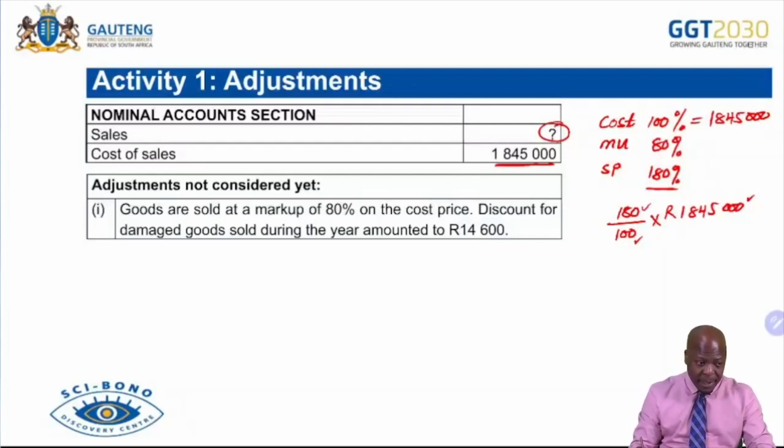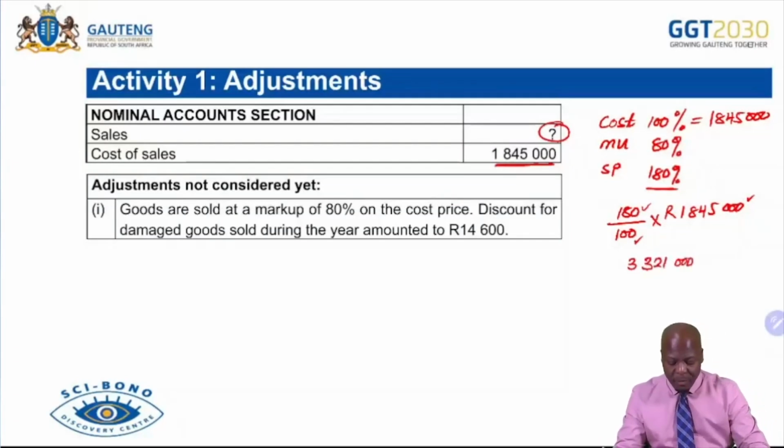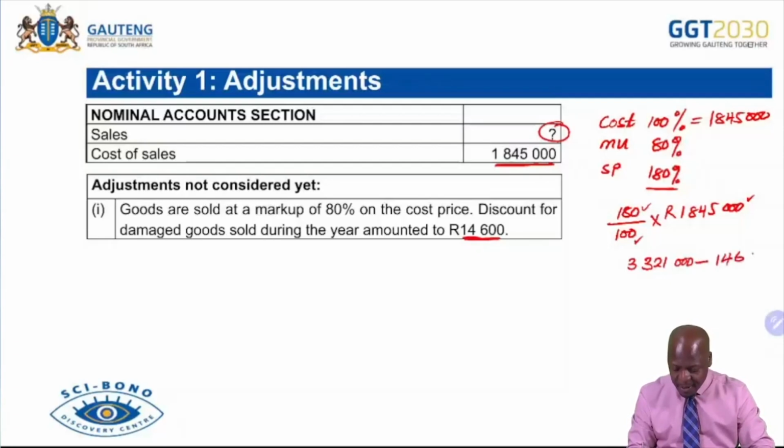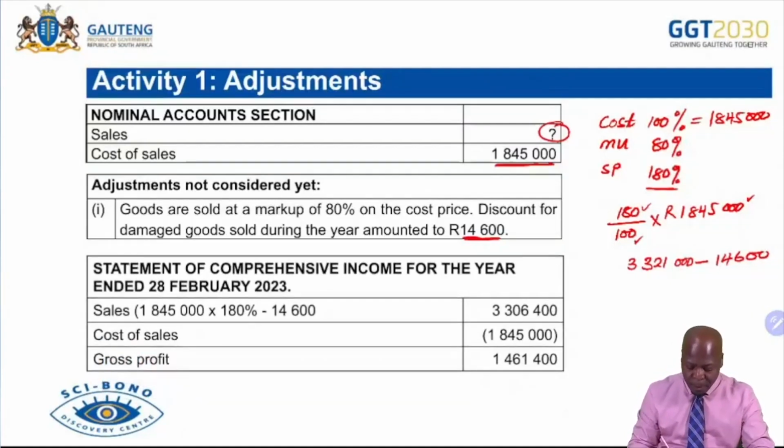1,845,000. Someone is saying, Mr. Simbi, I'm getting 3 million. Say it again. 3,321,000. So you're getting 3,321,000. This is the sales amount that we are supposed to get. But remember, this is the amount before we have given this discount for the damaged goods. It therefore means if I'm to get my sales after, I'll come here, then I'll say minus the 14,600. This is what it will look like when you prepare now your statement of comprehensive income.